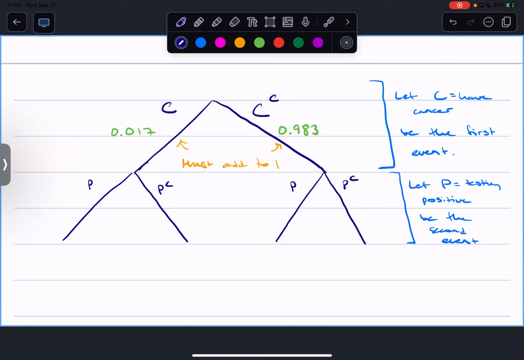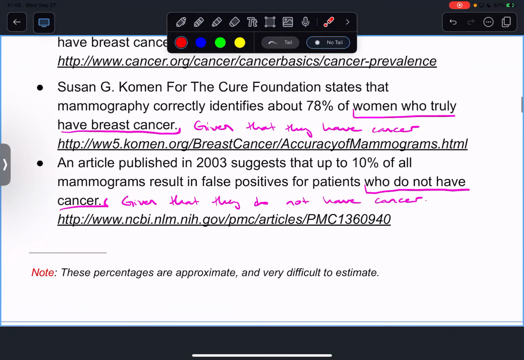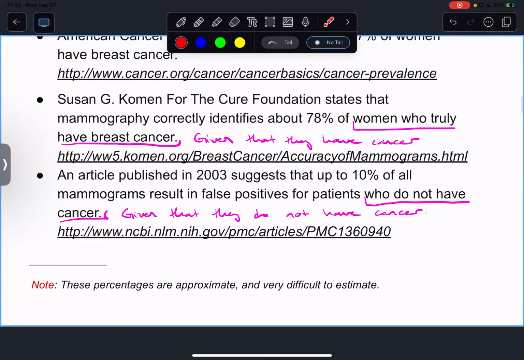The reason that I'm saying not cancer, not positive is because otherwise it trips people up, and you don't want to make more of these branches than you have to. If you just reduce it to a yes or no type of situation, then it is a little bit easier. Okay. Going back to this information that we were given.